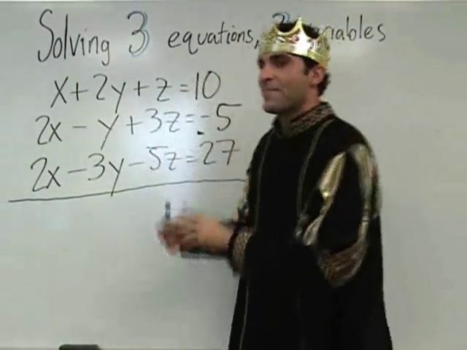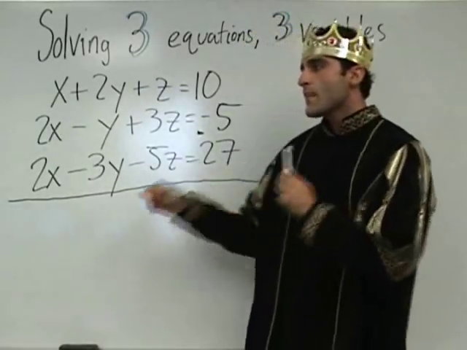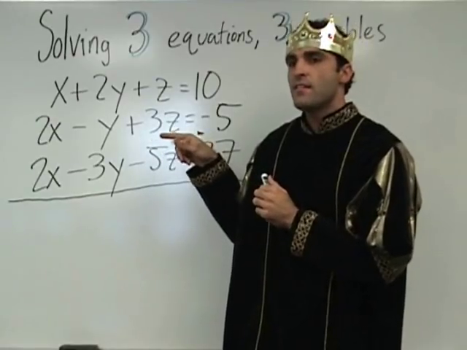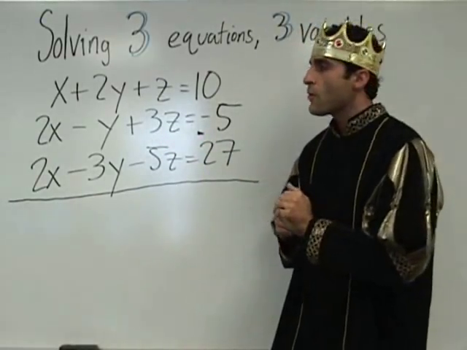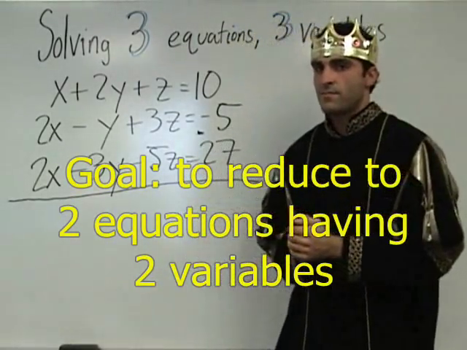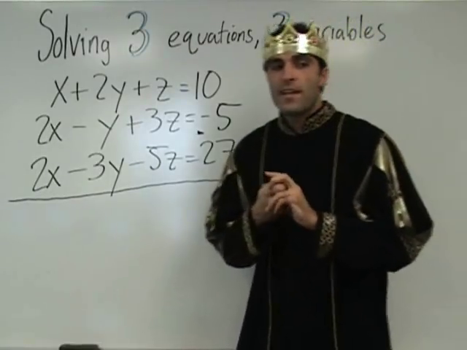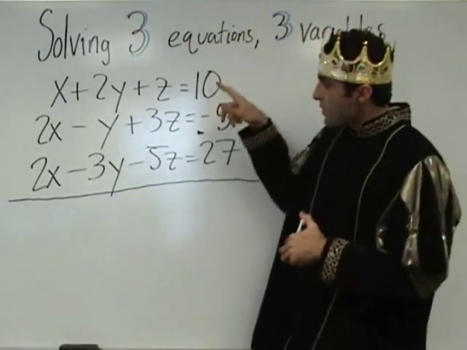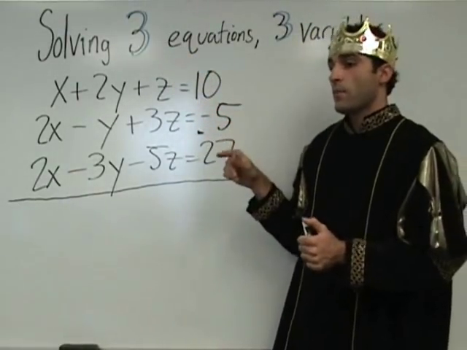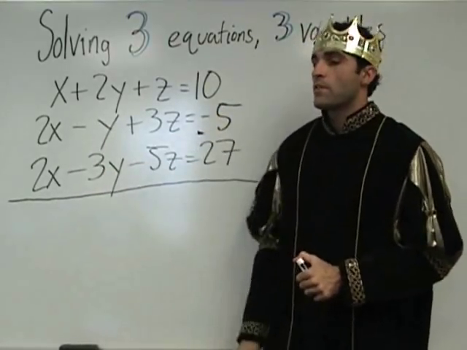Dude, we gotta solve this problem. Alright, so let's get into it. How many equations do you see? 3. How many variables do you see? 3. So here's the goal: to get it to 2 equations with 2 variables. Any 2 equations, any 2 variables. We've done elimination before, so let's pick any 2 equations and eliminate 1 variable. Which one do you want to do? The bottom 2. And which variable do you want to eliminate?